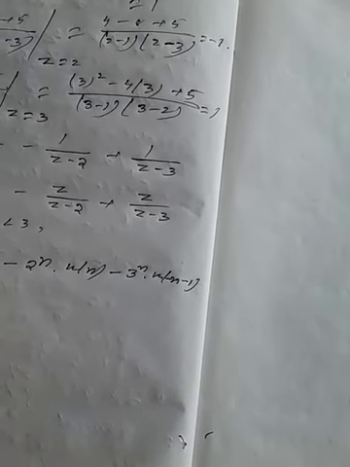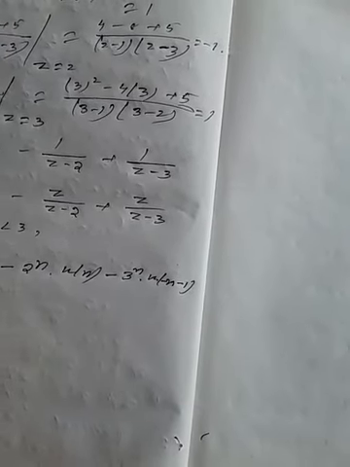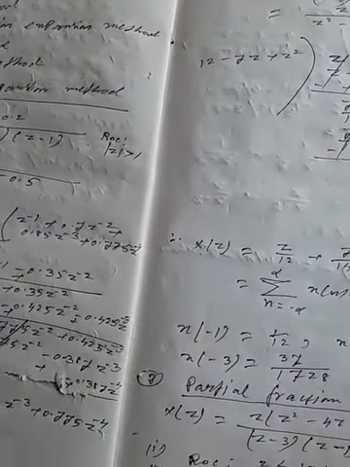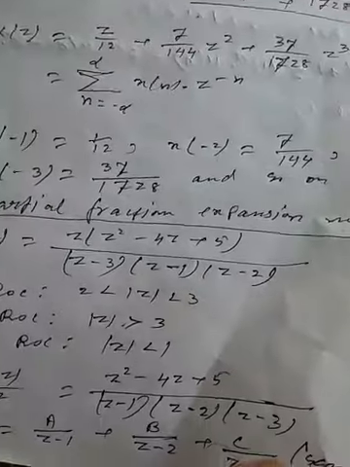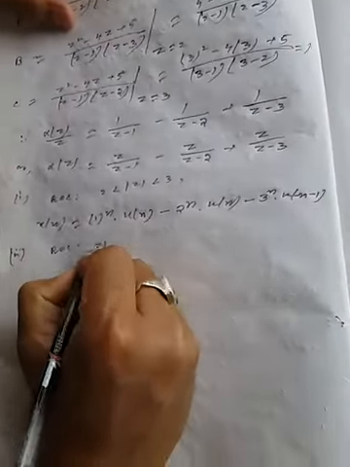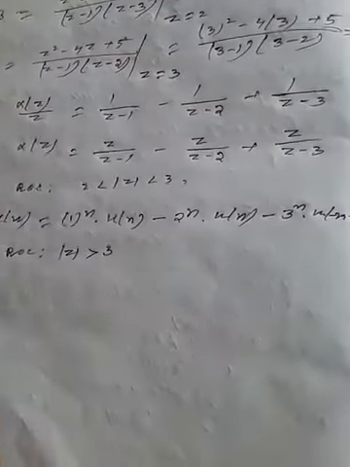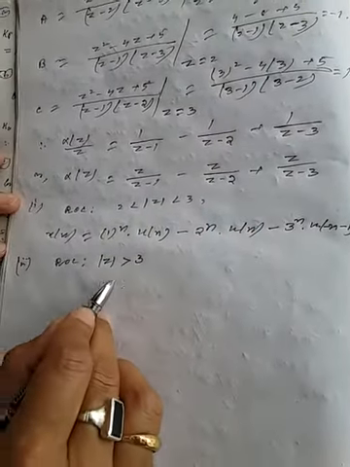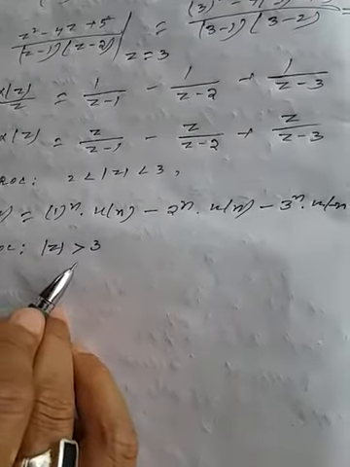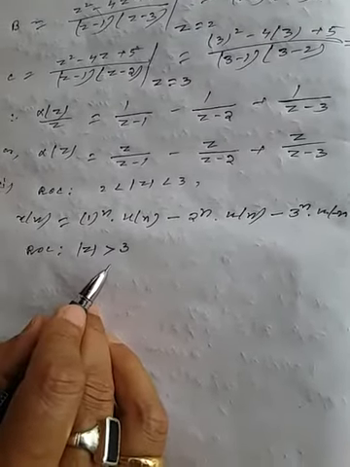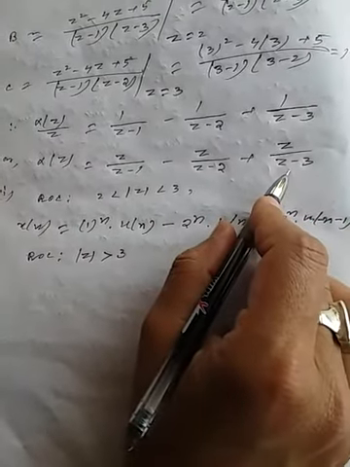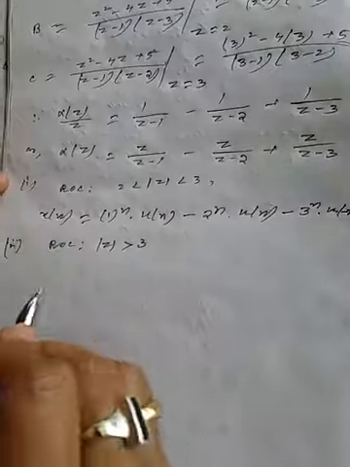Now number 2. ROC for number 2 was mod of z greater than 3, right? Now see here, poles are 1, 2 and 3, and here the ROC is mod of z greater than 3. 3 is the highest pole among the 3 poles, so all the terms will be causal in this case.